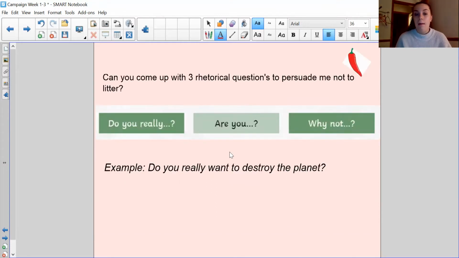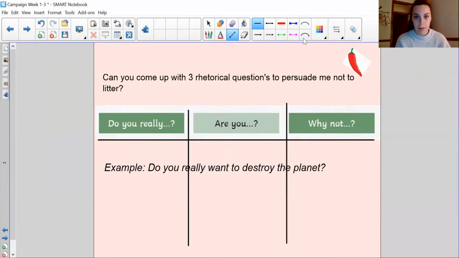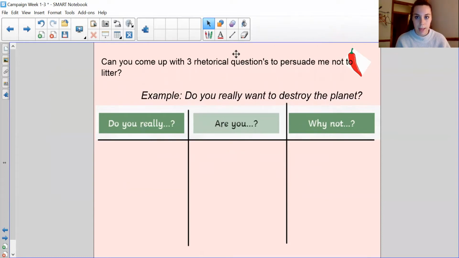If you are doing one chili, could you have a go at coming up with three rhetorical questions to persuade me not to litter? Now, littering is when you throw rubbish on the floor and you destroy our planet. So what I would like you to do is create a table with three headings. So I would get my ruler and I would draw myself three columns and then a line across. And I'll move this out of the way so that we're not all in the way.